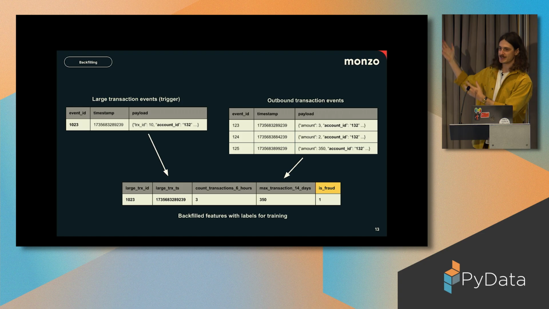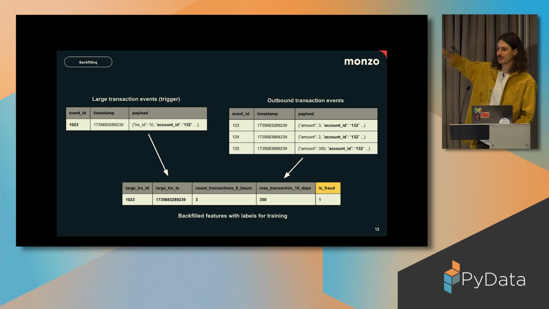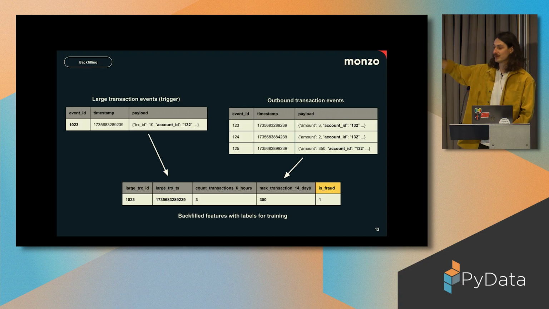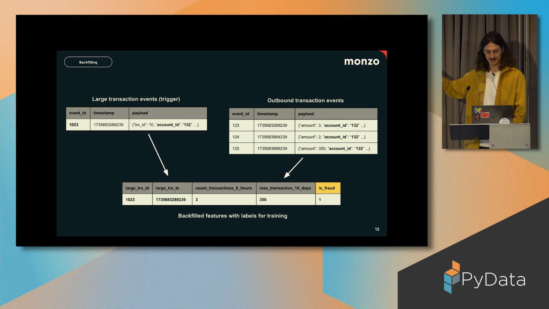To help visualize that, because I know this is quite a dense representation, you can imagine this is roughly what those tables look like. On the left-hand side, there's the large transaction event. Here, this is a large transaction for account 132. And then the outbound transaction events are all of the transactions for that particular user. Ultimately, we'll take these two things, along with the definition of how to transform those values, and produce a table that looks like what we have at the bottom, which is the large transaction ID and the two features that we defined: the count of transactions in the last 6 hours and the max transactions in the last 14 days.